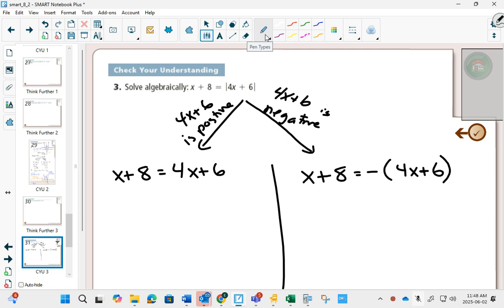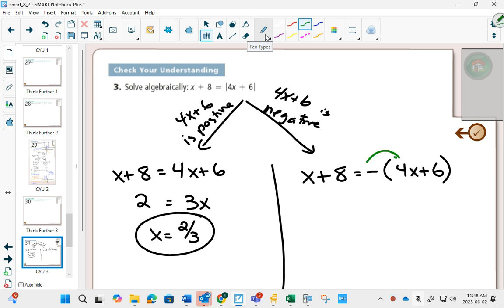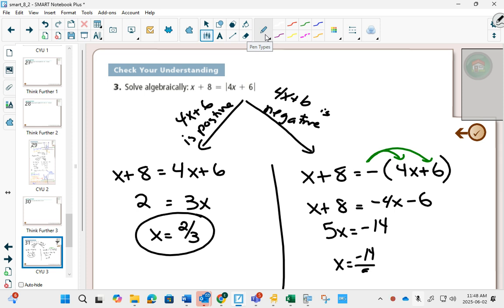So we can combine our like terms. I put my x's on one side, move my 6 to the other side, divide both sides by 3, and I get x equals 2/3. On the other side, the negative out in front means I have to distribute: x plus 8 equals negative 4x minus 6. Combine my like terms, I have 5x equals negative 14, and x is equal to negative 14 over 5.